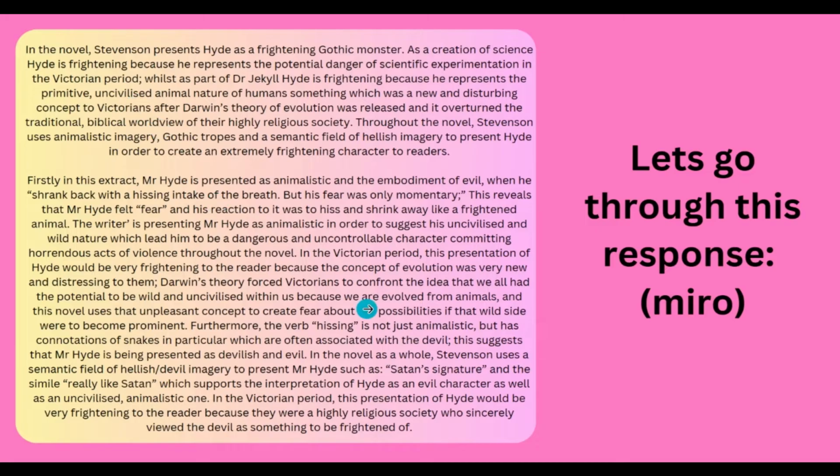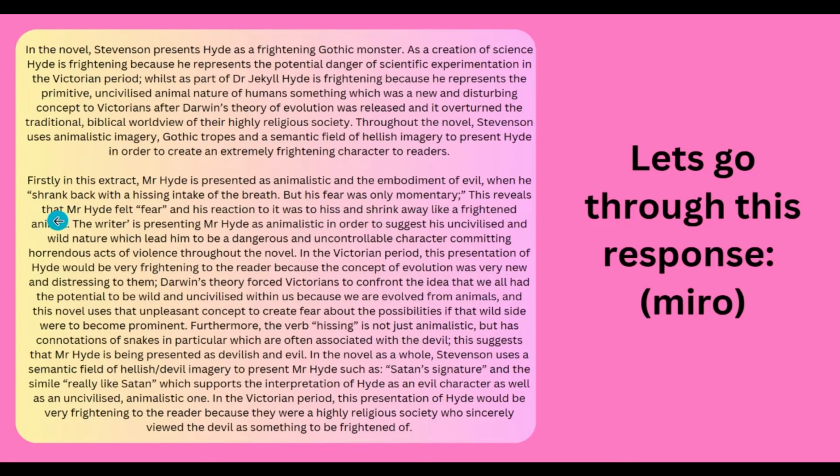So paragraph 1 begins. Firstly, in this extract, Mr. Hyde is presented as animalistic and the embodiment of evil: "when he shrank back with a hissing intake of breath, but his fear was only momentary." So, nice use of embedded quotes there.